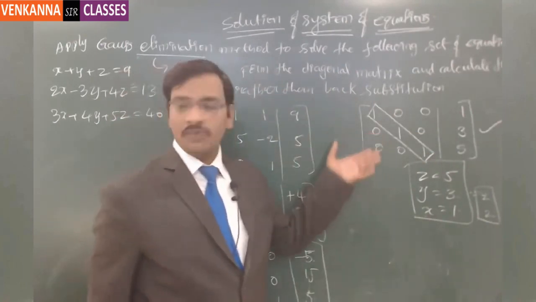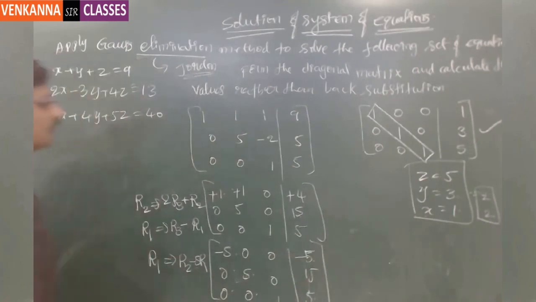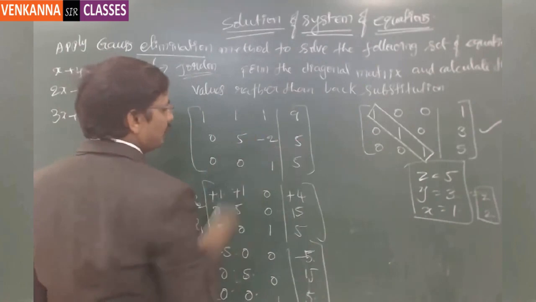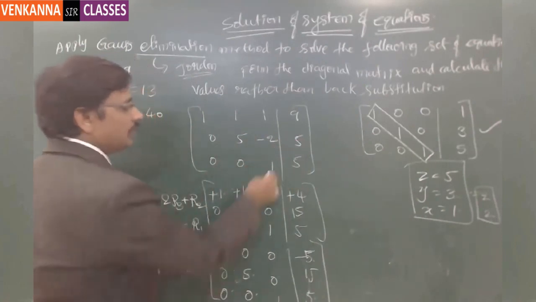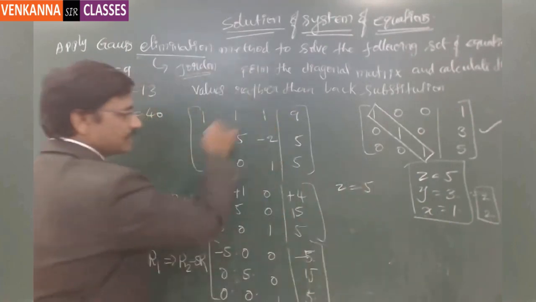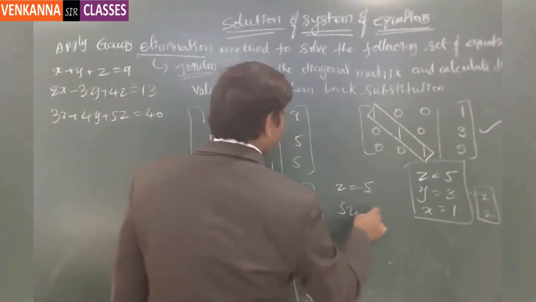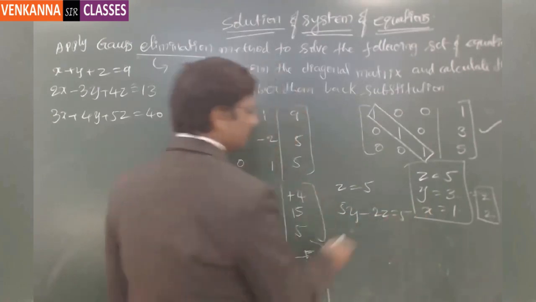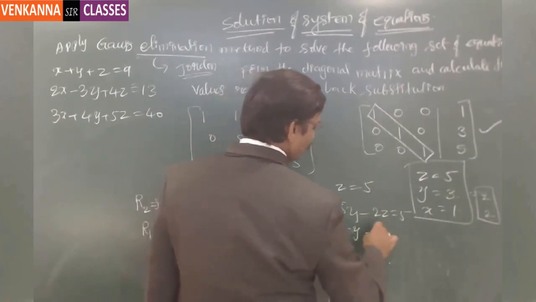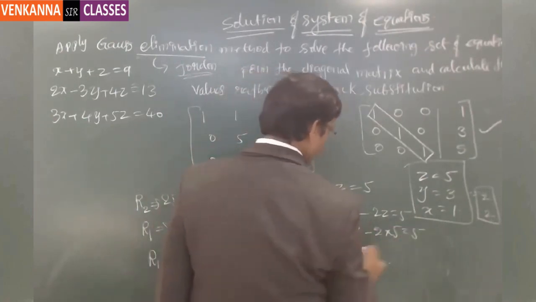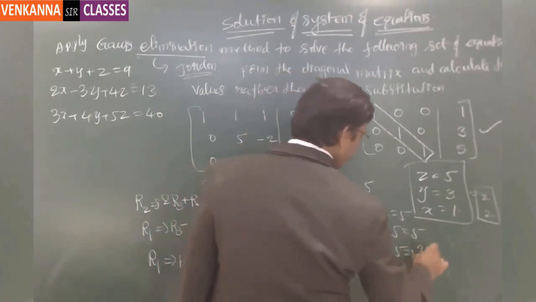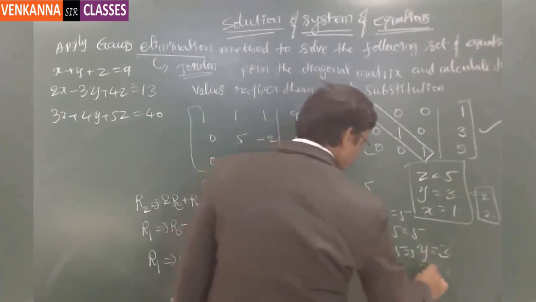So for that you are following the steps. So in the previous one where we started, right? So this is coming out to be 1, 1, 1, 9 and 0, 5, minus 2, 5 and 0, 0, 1, 5. So here from this equation you can make again z is equal to 5, and for the back substitution, 5y minus 2z equal to 5. So from this, if you substitute z, 5y minus 2 into 5 equal to 5, 5y equal to 15 and y is equal to 3. So if y is equal to 3 then x is going to be 1.